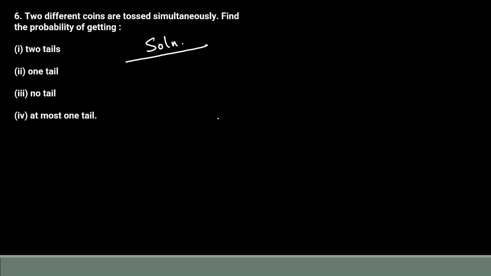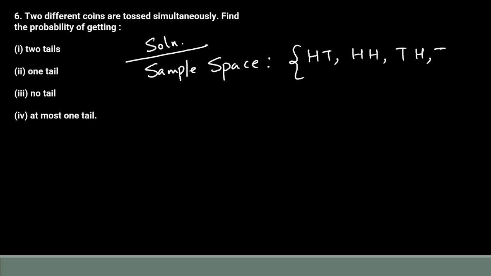Okay. So when two different coins are tossed, I discussed it. What will be the sample space? I discussed it before. When two coins are tossed, it can be either head, tail, or head, head, or tail, head, or tail, tail. This can be the sample space, right?